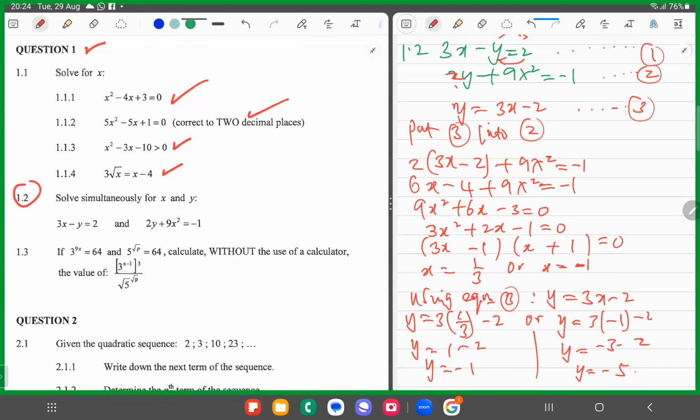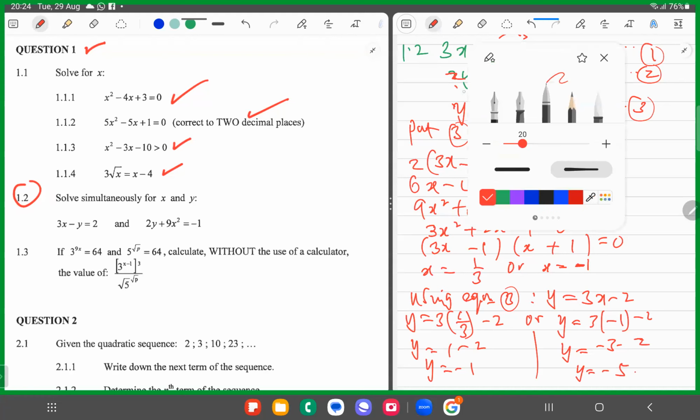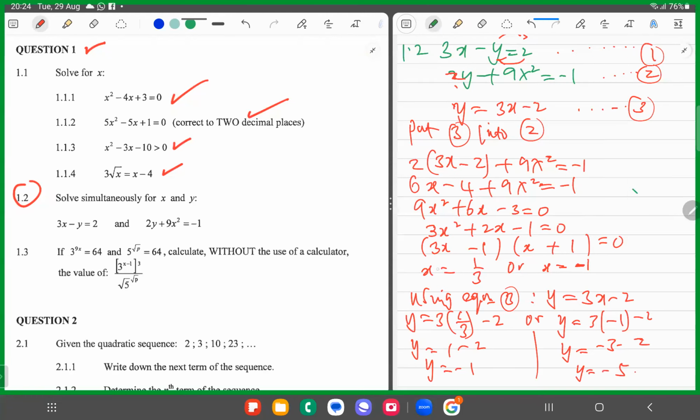Right, so these are the answers. So what are the two answers? All right, so the two answers are the following. This is the answer for x, and this is the answer for another x, and this is the answer for y, and this is also the value of y. Okay, the next thing we're going to do is to solve 1.3.